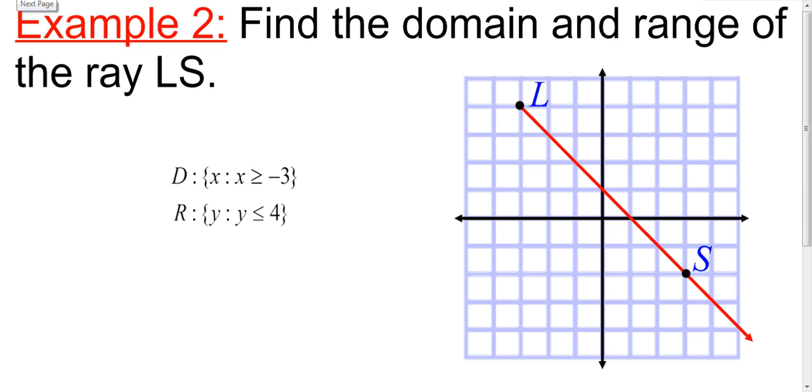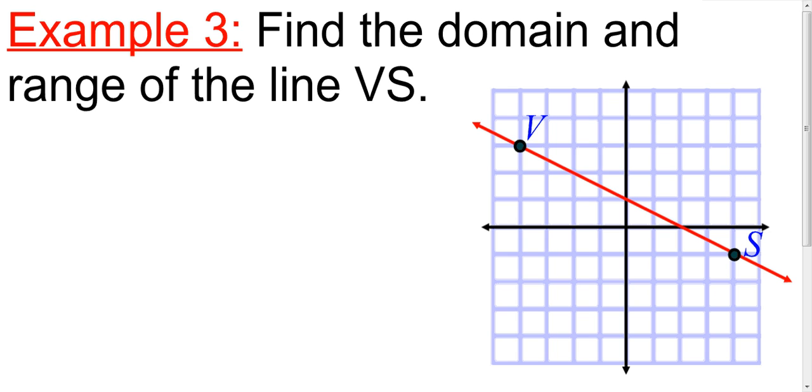So we've done both line segments and rays, and the next thing we want to talk about is lines. In example 3, it says find the domain and the range of a line VS. If we look at V and S, you'll notice on either side, there are arrows going to infinity. So we have to count all the values on the x-axis and all the values on the y-axis. The domain, as defined by x, is the set of all real numbers. This R means all real numbers. And the same thing with the y value. There's no beginning and end, like the line segment or the ray.